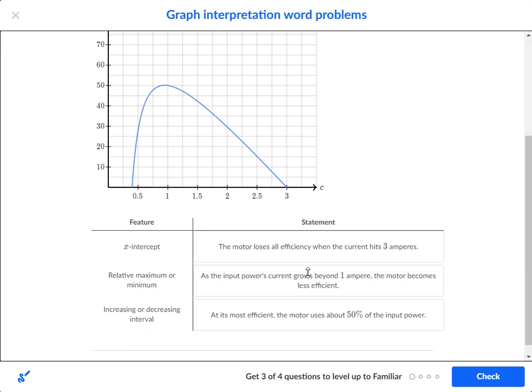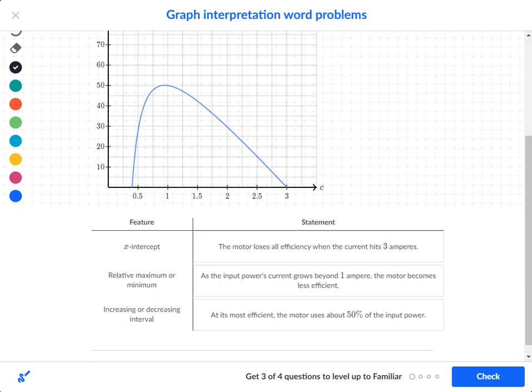So if we have an x-intercept, the x-intercept is where it touches the x-axis. We know that the x-axis is the domain, and the domain is where you can drive. It's like the bus driving. So this is our x-axis. We have contact at 3. We have contact in front of 0.5. So the motor loses all efficiency when the current hits 3 amps. That is true because that touches the x-axis. That is the end of it.